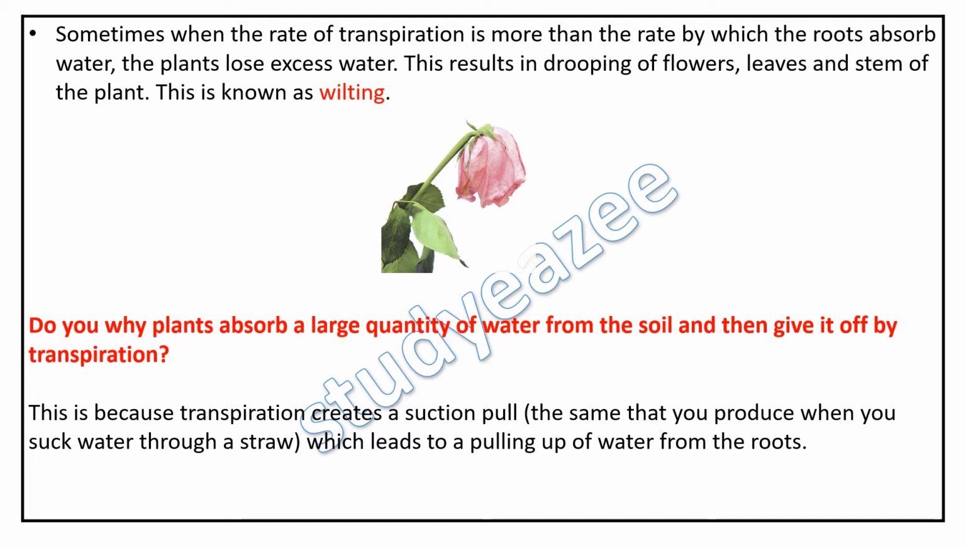Do you know why plants absorb a large quantity of water from the soil and then give it off by transpiration? This is because transpiration creates a suction pull, the same that you produce when you suck water through a straw, which leads to pulling up of water from the roots.